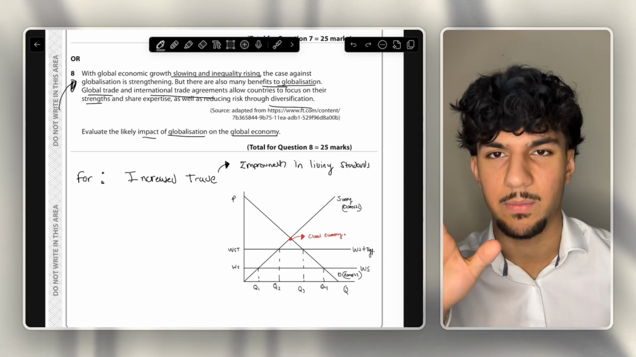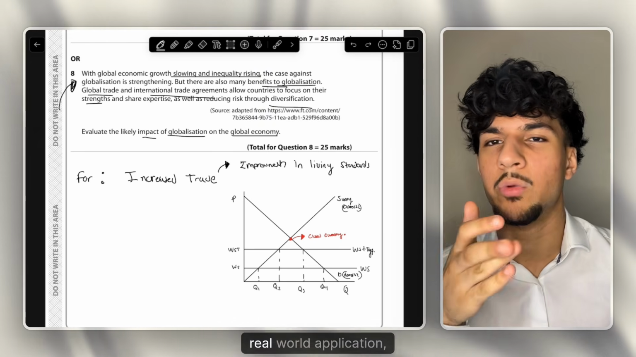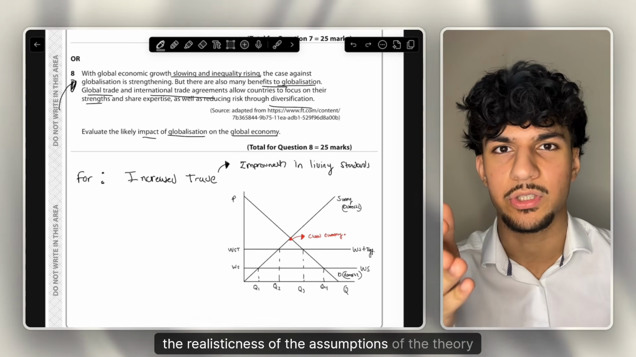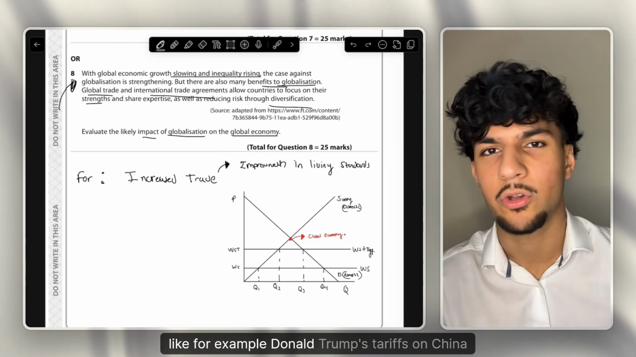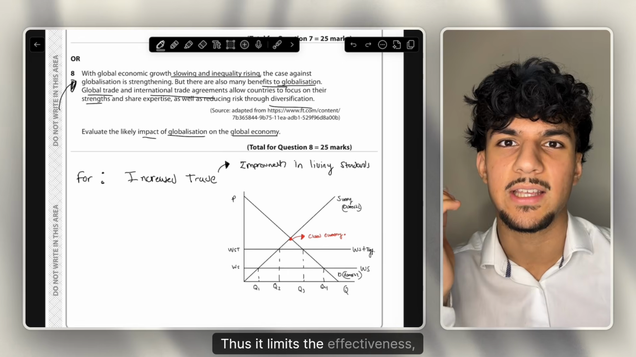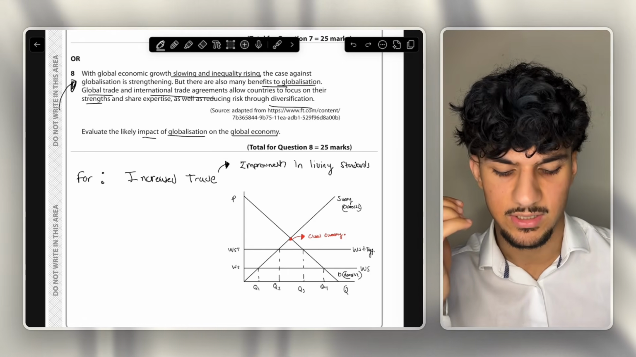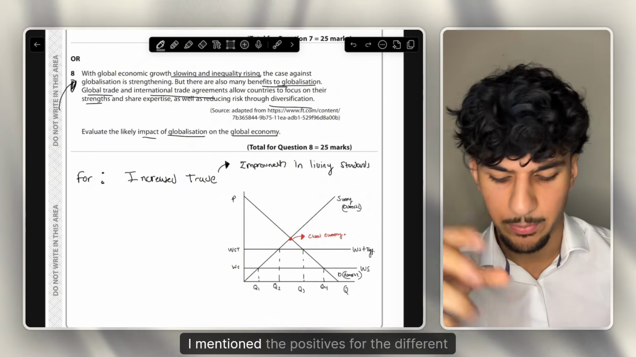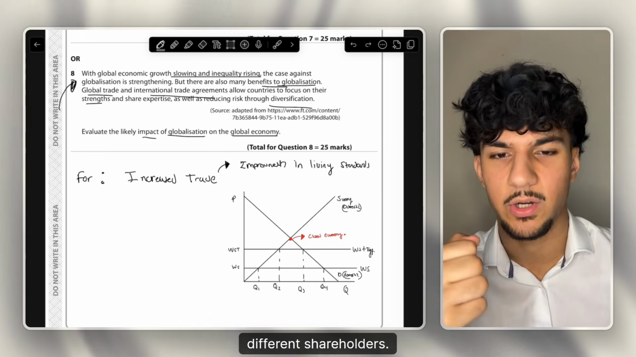So you could say the improvement in living standards depends on the real world application, the realisticness of the assumptions of the theory of comparative advantage. And then you could go into depth, like for example, Donald Trump's tariffs on China distort the theory of comparative advantage, thus it limits the effectiveness, limits the positive effects on living standards that globalization can have. Then other evaluation points you can mention, I mentioned the positives for the different shareholders, but also you can mention the negatives for different shareholders.